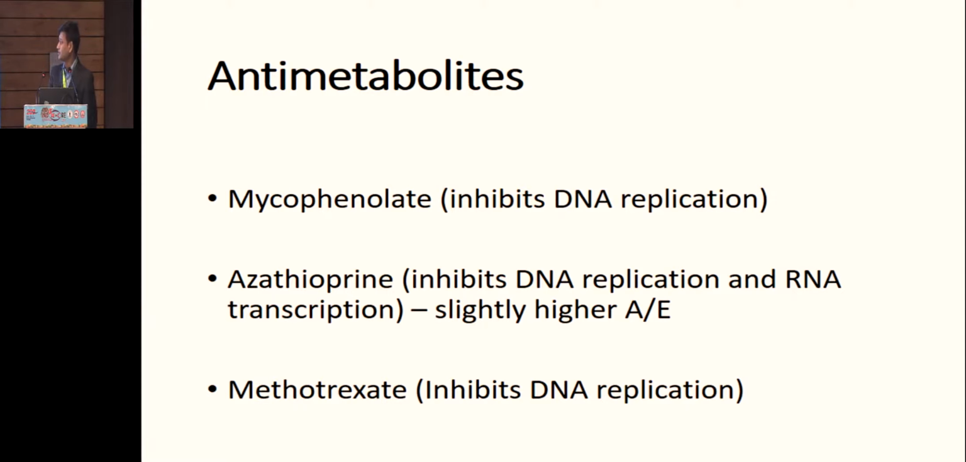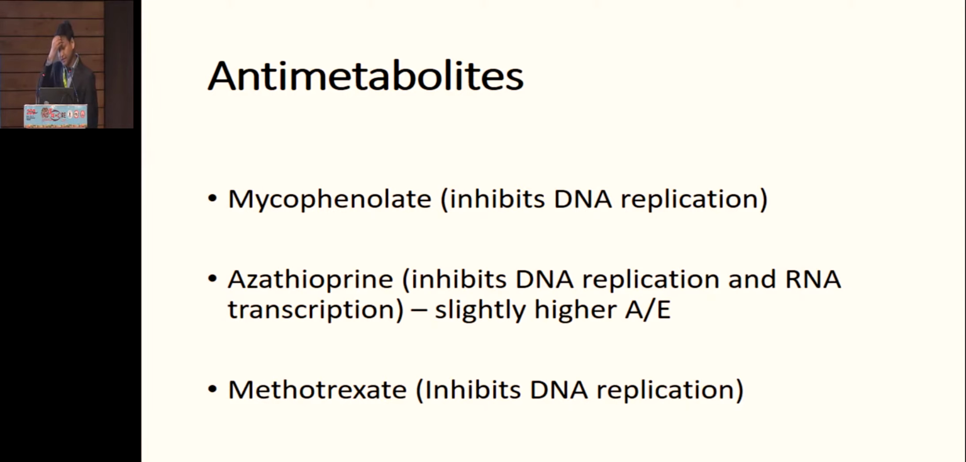Azathioprine was the original agent. It inhibits DNA replication and RNA transcription, but it has a higher risk ratio of bone marrow suppression. So it has largely been supplanted by mycophenolate, but in this region we still use azathioprine quite a lot because of the cost associations. Mycophenolate costs almost twice as much as azathioprine. So despite the increased risk of side effects, we still tend to use azathioprine a lot in this region.